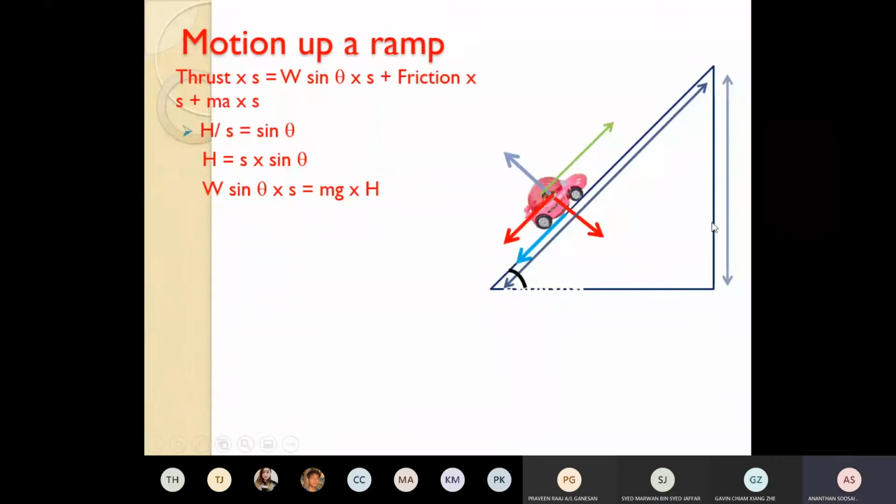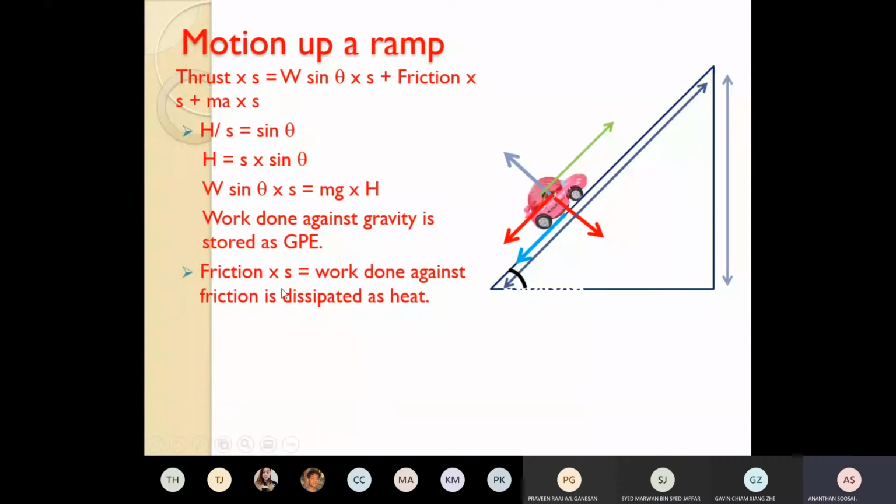So just replacing the vertical height with the s. s is the displacement distance along the inclined surface. So work done against gravity is stored as GPE. The W sin theta s is actually stored as GPE in the car. Friction times s, work done against friction, is dissipated as heat. Work done against friction is always heat. Sometimes if a question asks what is the heat generated, it is the same as work done against friction, so you look for friction times the displacement.